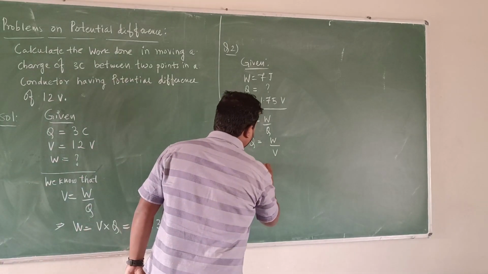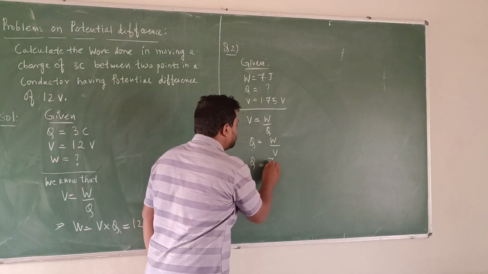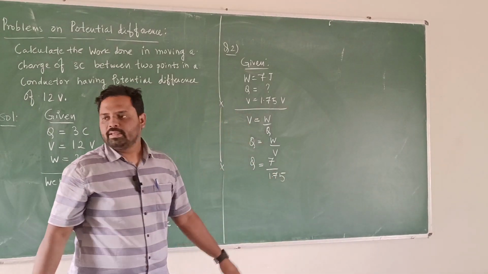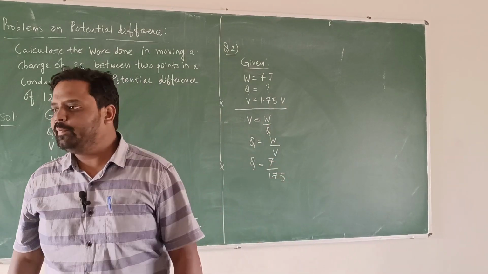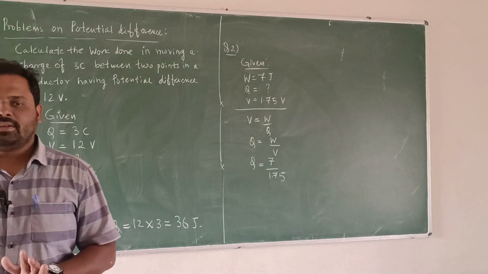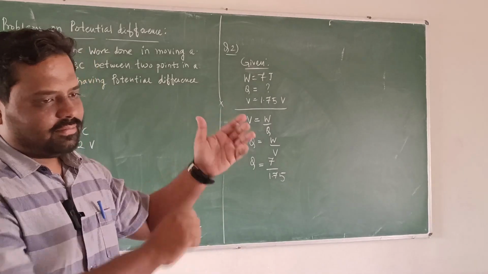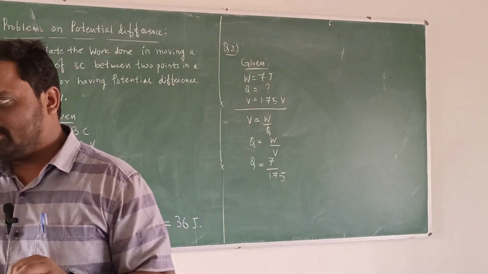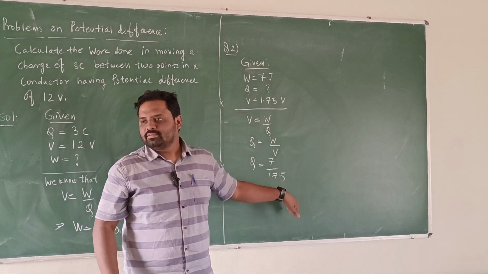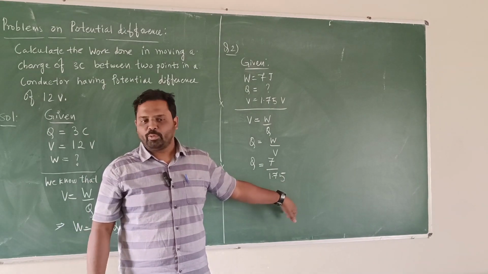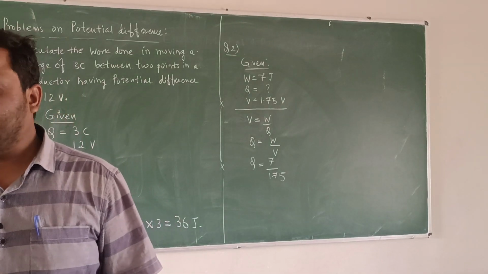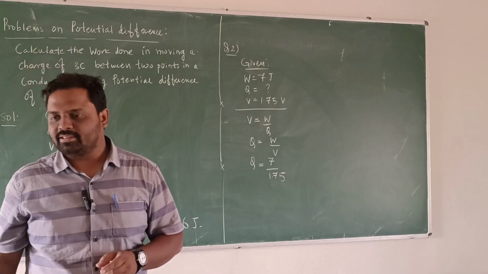Fine. So Q is equal to W, which is 7 joules, divided by V, which is 1.75. 7 divided by 1.75 comes out to be how much? Sometimes you do not always need to take a rough page and do calculations. Think from the mind. What is 2 times 1.75? 3.5. 1.75 multiplied by 2 is 3.5. If you divide 3.5 by 2, you will get 1.75. 3.5 is half of 7.